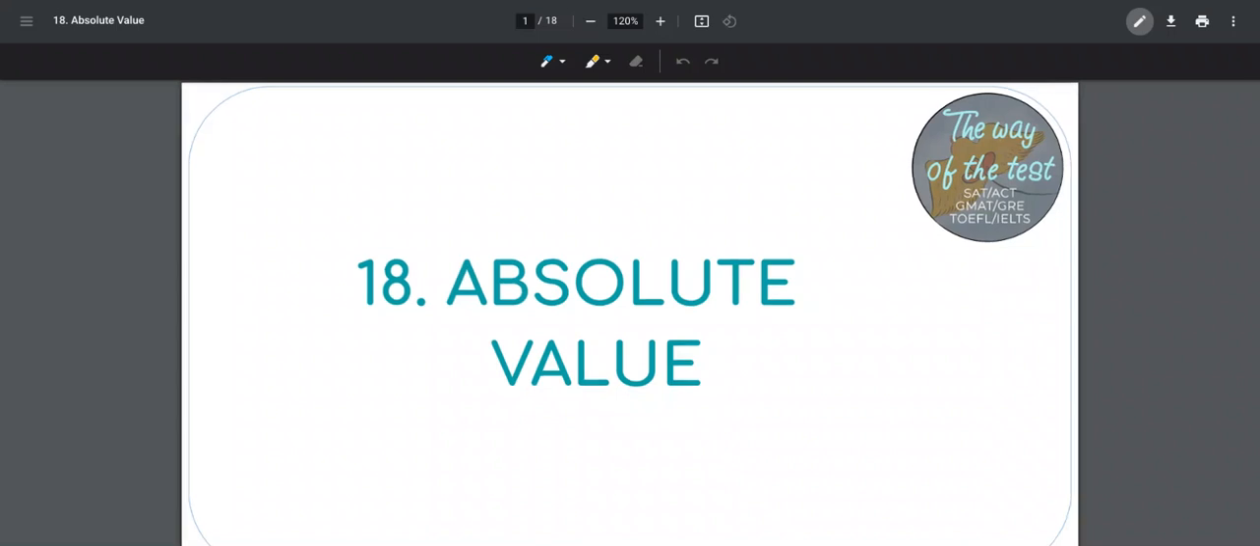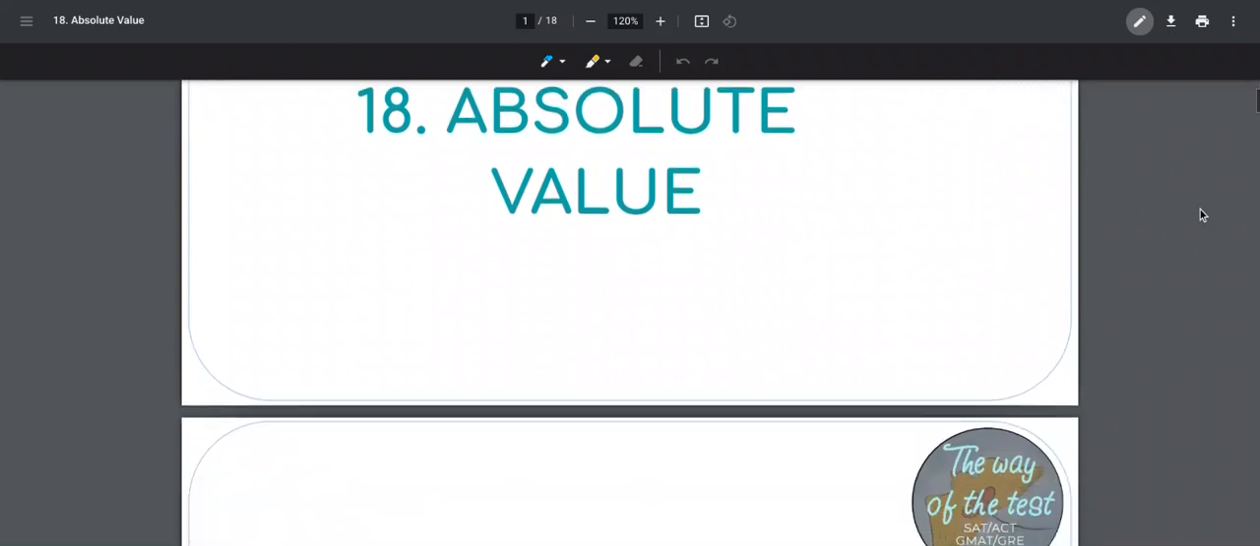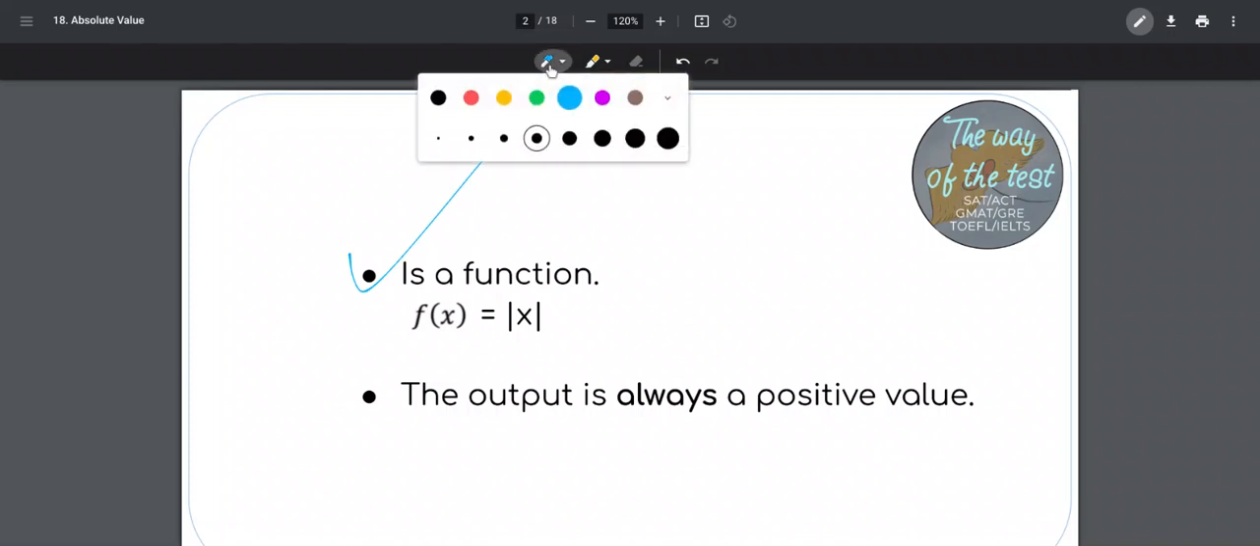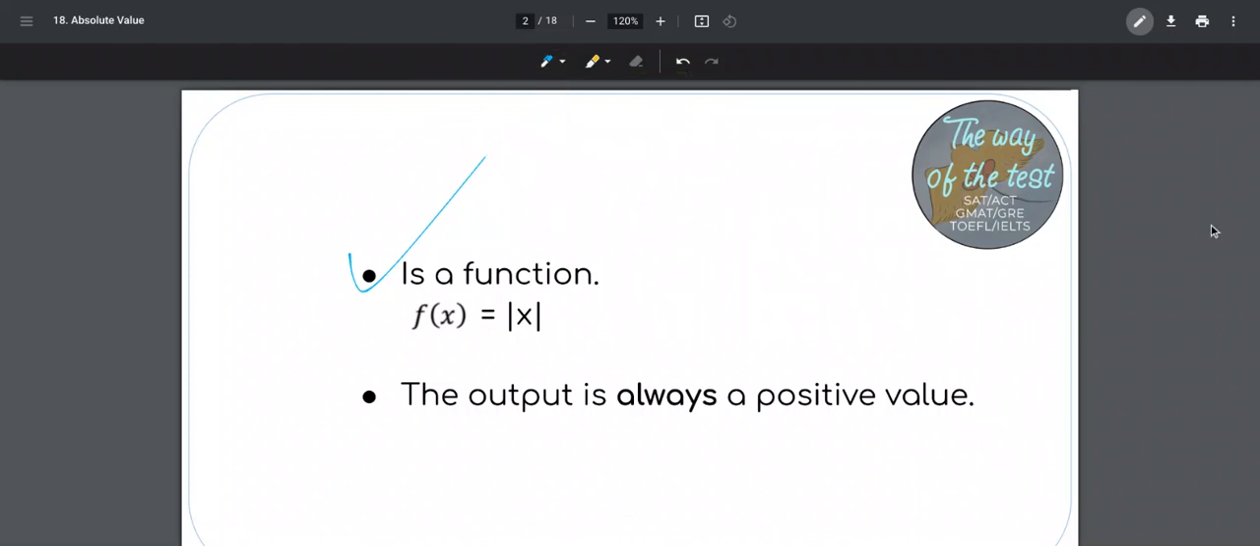Absolute value. Copy the title. We're going to see the theory for absolute value. What is absolute value? Absolute value is a function. As I mentioned in the topic of functions, most of the operations we work with are functions. So addition, subtraction, exponents, roots, they're all functions.